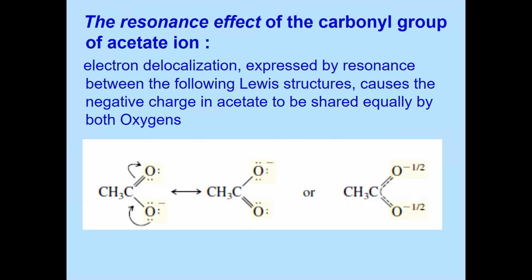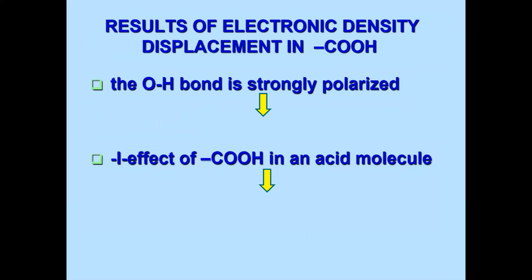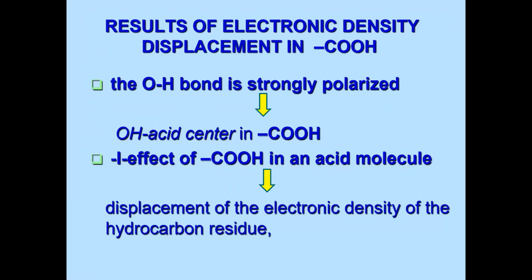The resonance effect of the carbonyl group of acetate ion: electron delocalization, expressed by resonance between the following Lewis structures, causes the negative charge in acetate to be shared equally by both oxygens. You can see results of electronic density displacement in carboxyl group.